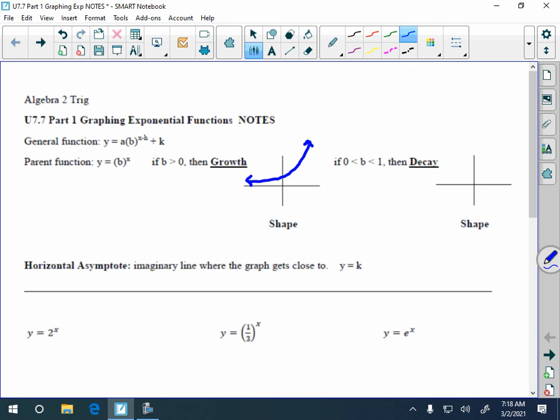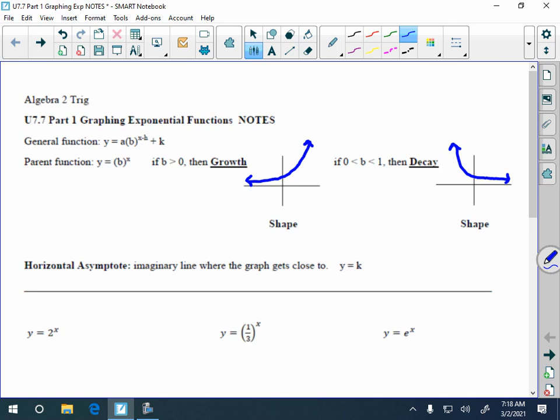And then if the b value is between 0 and 1, so a fraction or decimal between 0 and 1, it's got to be positive, then it's exponential decay, and its shape does a reflection over the y-axis. So it's going to run to the right forever, and then it's going up on the left side.